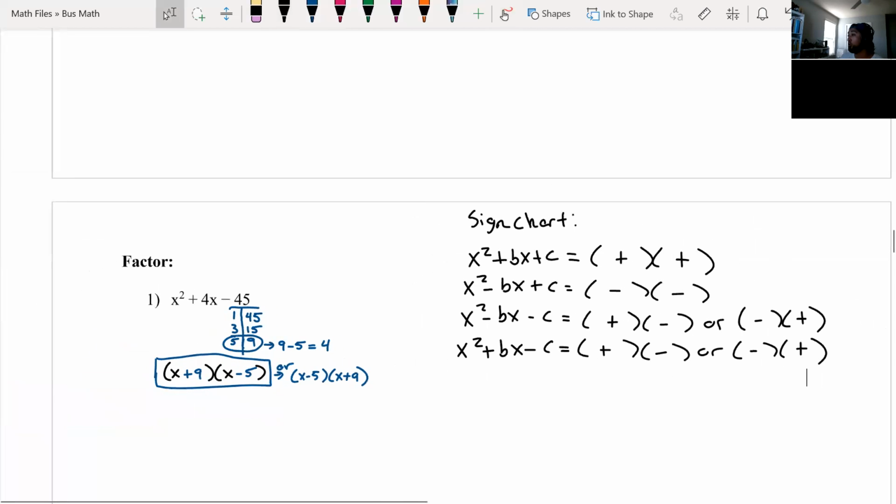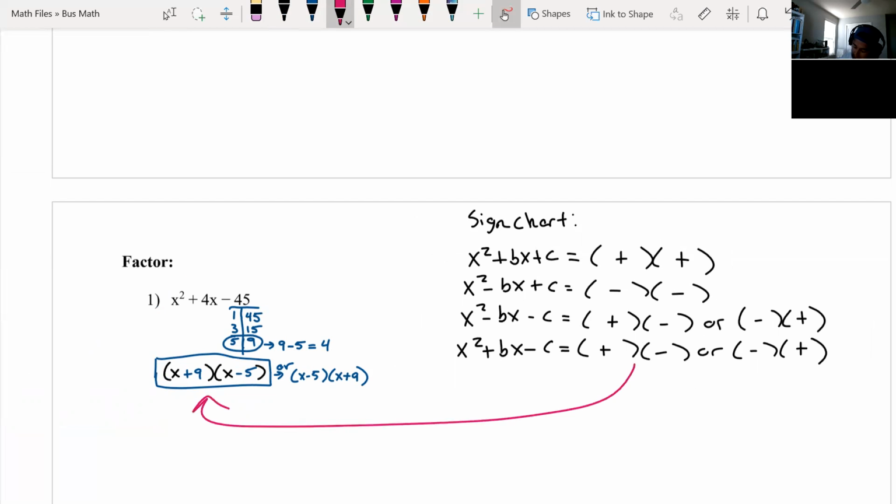Now this sign chart holds true for all the trinomials because look what we just did. We were given plus minus on this one. And since it was plus minus, we ended up being plus minus, or with the other answer, minus plus. So you see how that works out? So that is the sign chart survival guide for these trinomials. It helps out a lot. Okay, let's try it again.